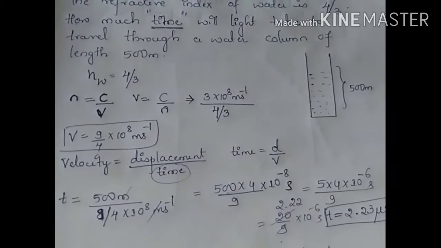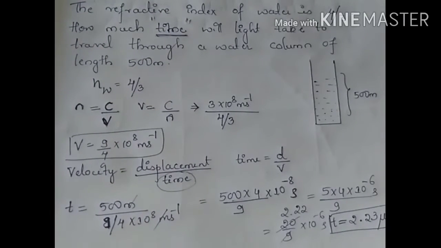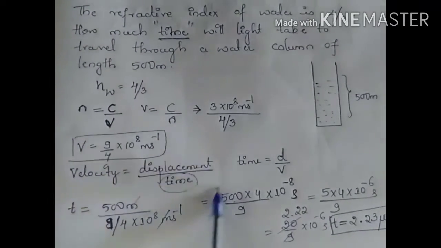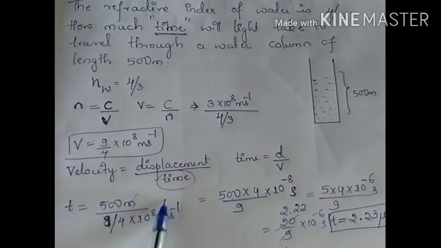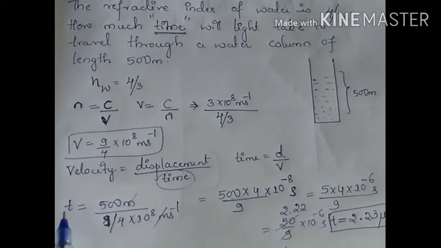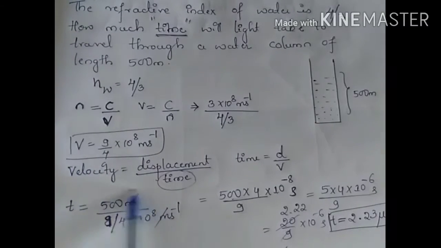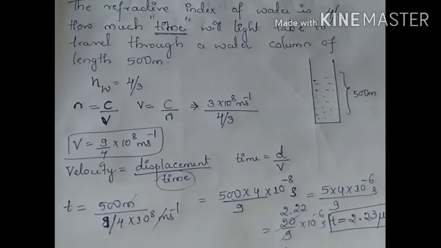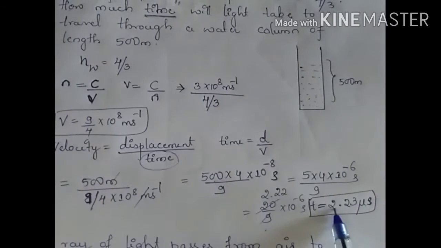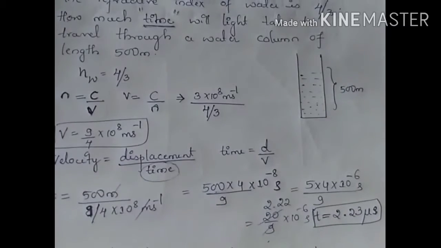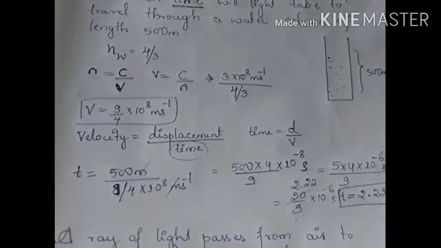So what we have done here: we have used the formula for absolute refractive index, then we used the basic definition of velocity from the velocity, displacement, time equation. We got the formula for time, and then we substituted the value of velocity and the value of distance that is given in the question, and we solved, and time came out to be t equals 2.23 microseconds. So now let us move to the next question.